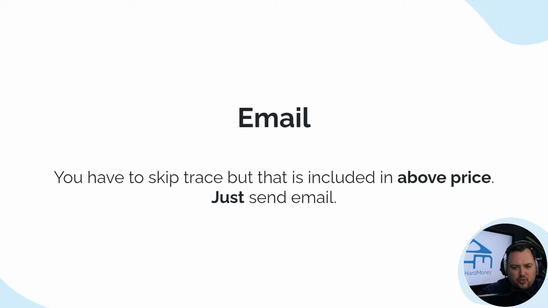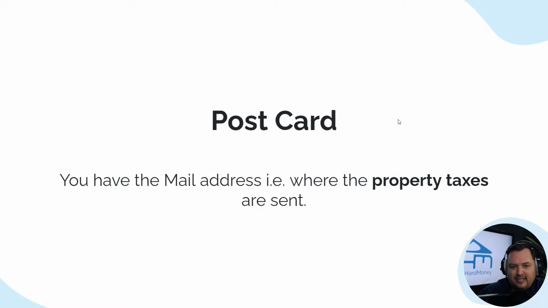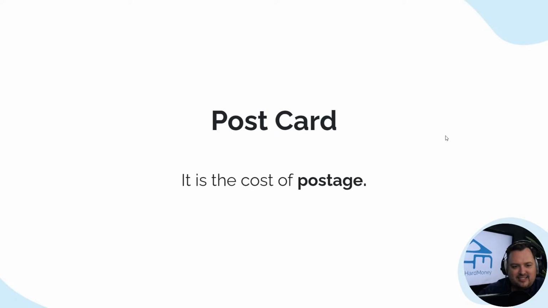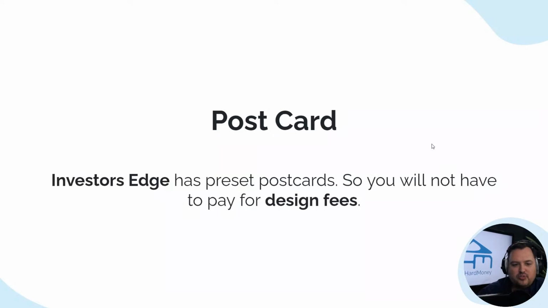Emailing, you have to skip trace. That's included in the prices above that we talked about, that 30 cents. And you just send out an email. Postcards. You have to have the mailing address, which we actually have. I showed you those addresses of where to mail to, where the property taxes are sent. So you can send that out to where those property taxes get sent out. And it's just the cost of postage, right? So you've got to print it and do the postage and that type of stuff.